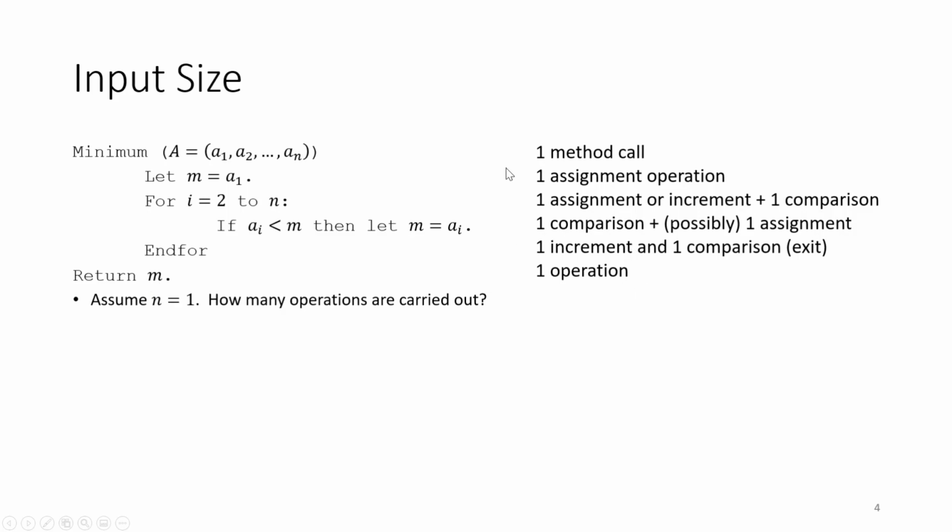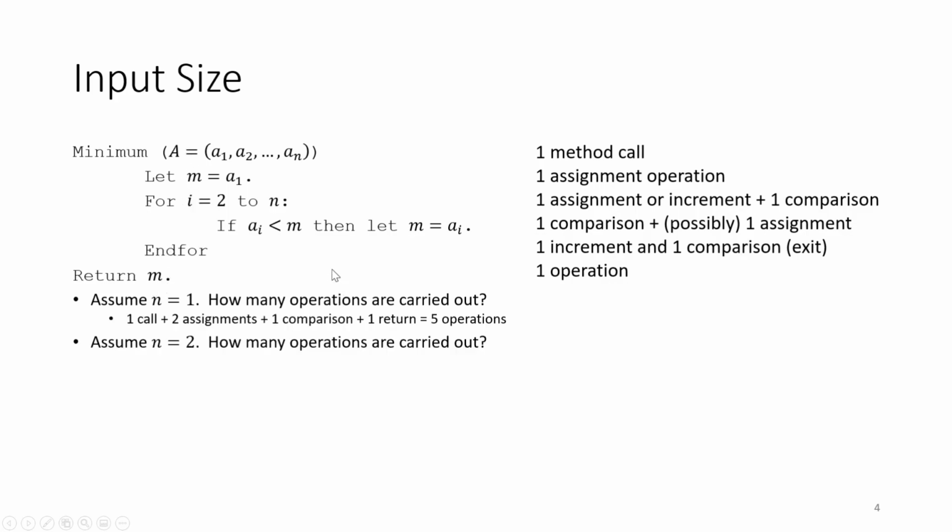So let's count them all together. We got 1 to come in. We have 1 here. We have 2 to handle the loop, even though we don't actually go in it. We just immediately exit. And then 1 more. So that was 1, 2, 3, 4, 5 operations. So again, let's just make sure. 1 call, 2 assignments, the assignment to start out the for loop, the comparison in the for loop that makes us exit, and then we return. 5 operations.